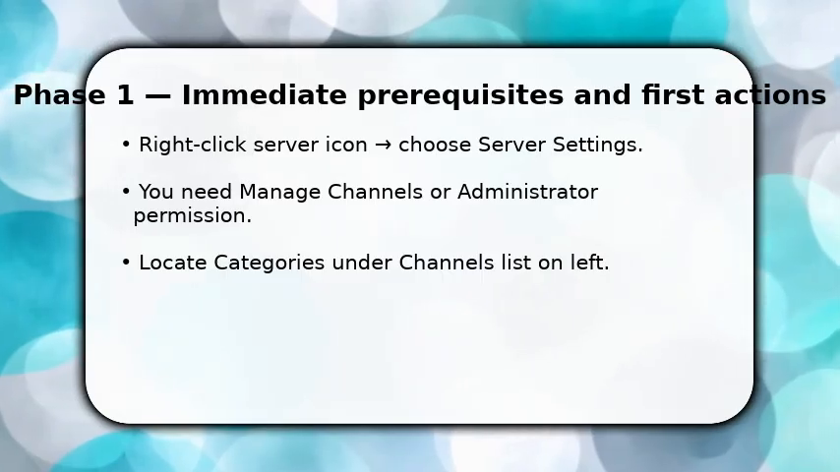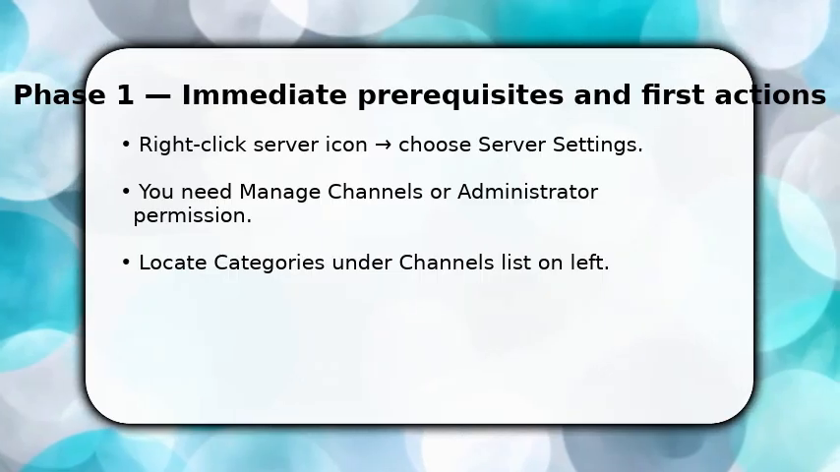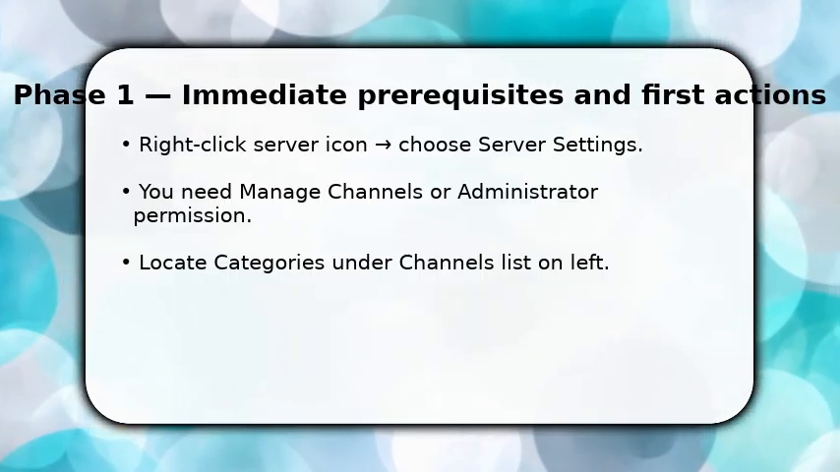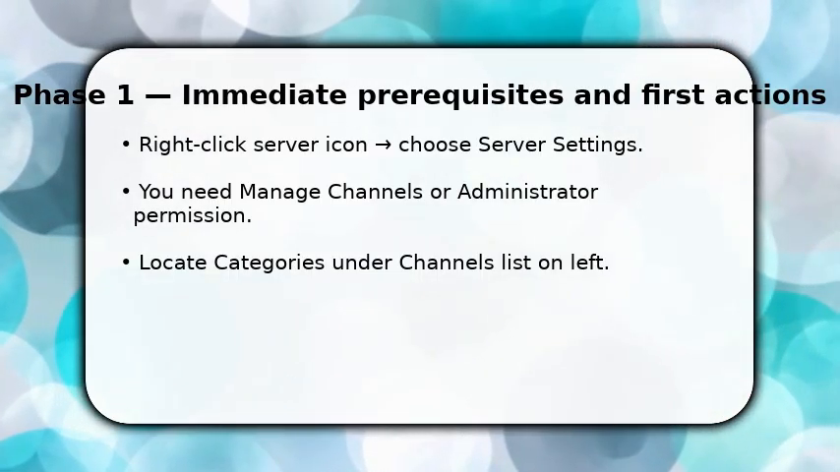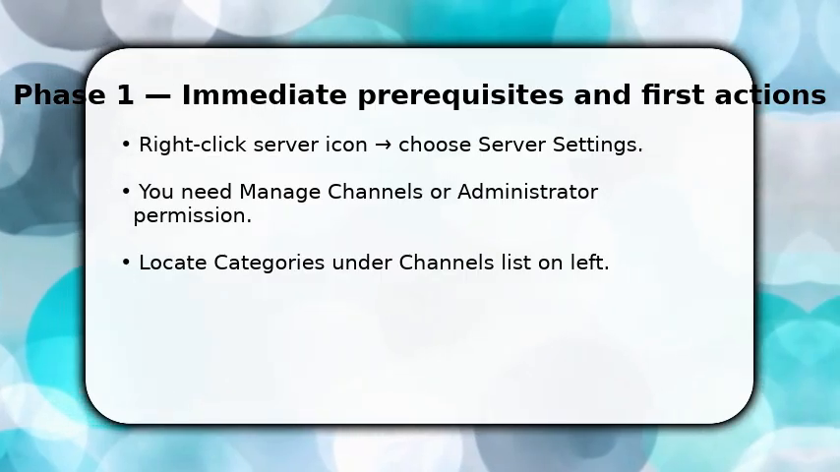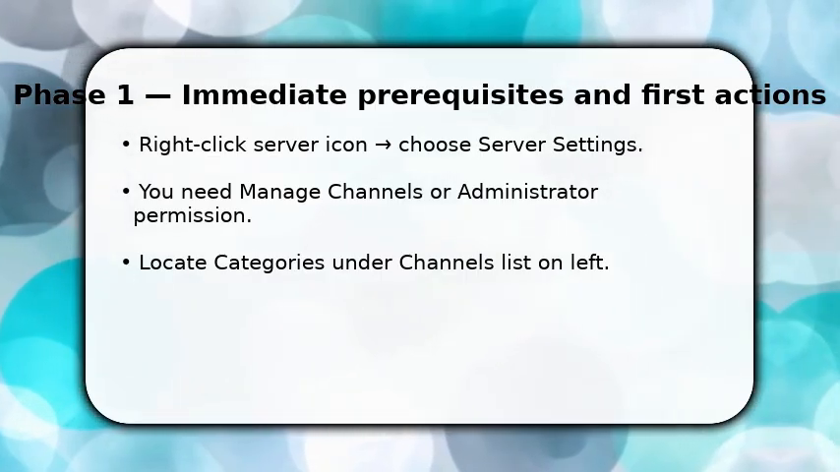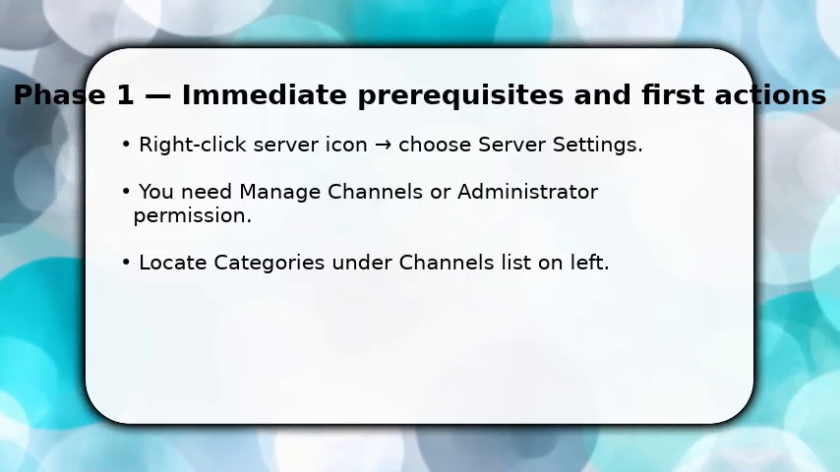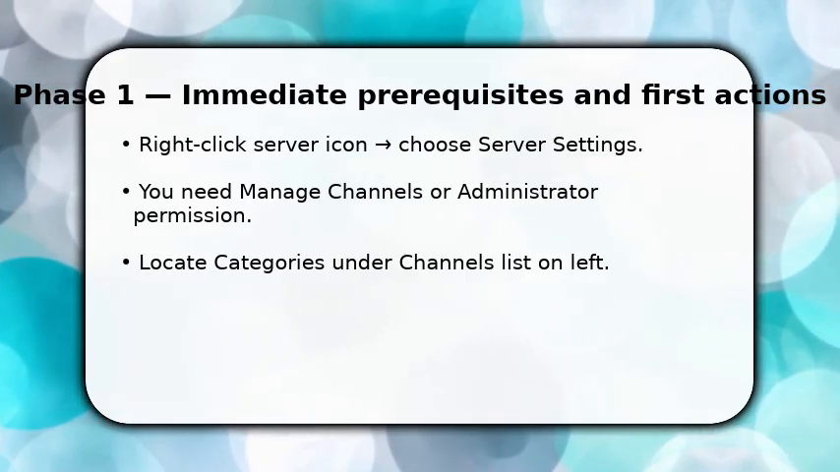You start inside the server. Right-click the server icon and open Server Settings. This is where category-level controls live. Once done, confirm you hold Manage Channels or Administrator Permission, because Discord restricts category edits to those roles.